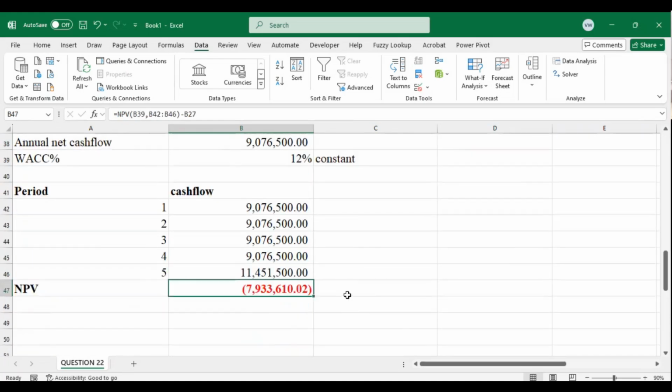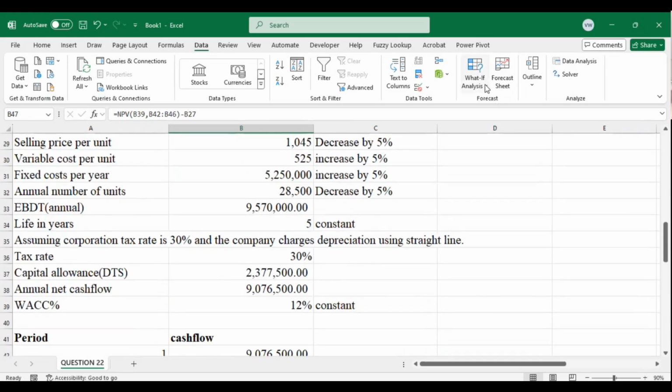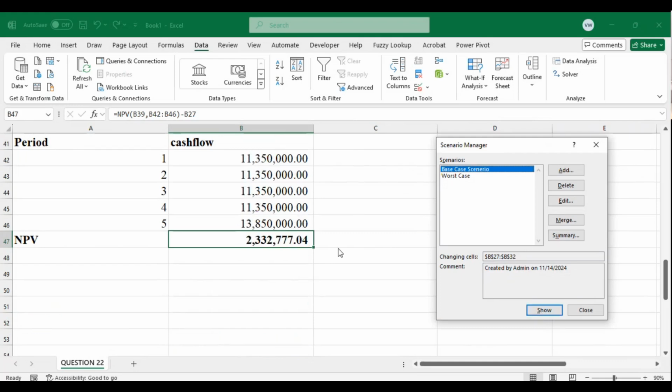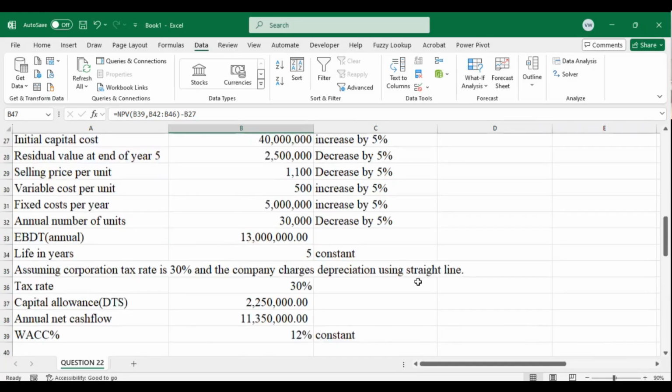And because I saved the original scenario, there is no problem. I can still go back to what if analysis scenario manager and go back to the best case scenario. And I say show the scenario. And all the scenarios are still available.